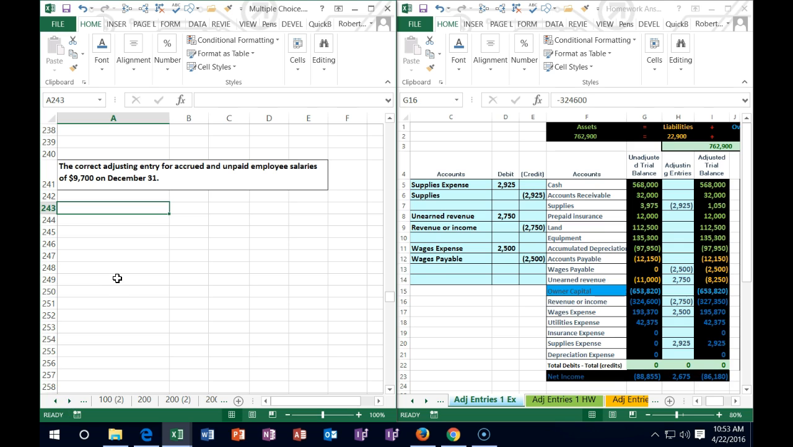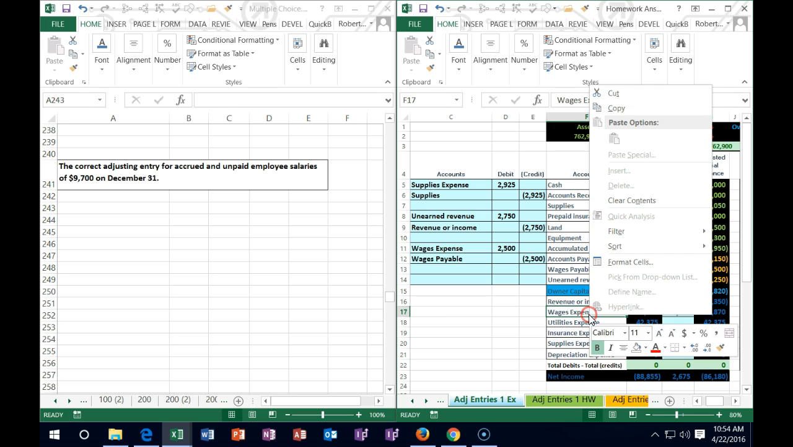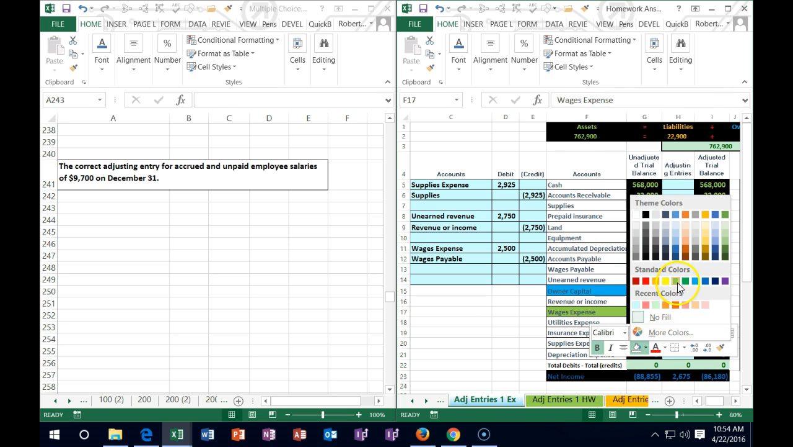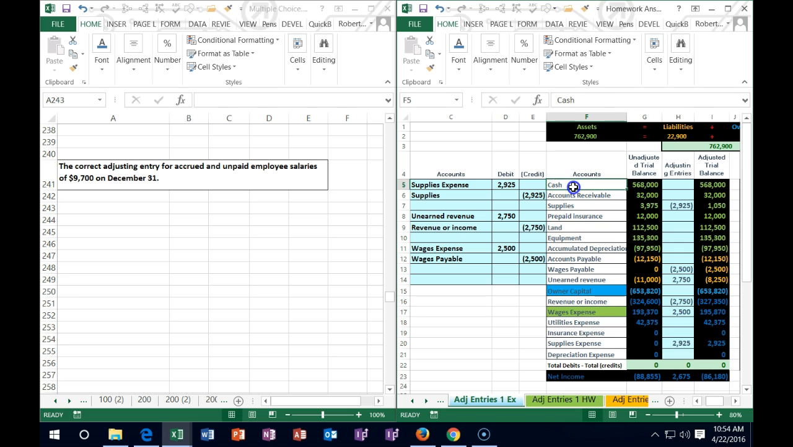All right, next one says the correct adjusting entry to accrue unpaid employee salaries of $9,700 on December 31st. Okay, so we're going to make the adjusting entry for basically wages. So if we have our trial balance, what are going to be the two accounts? There's going to be one balance sheet account above the blue line, above equity, related to wages or salaries. And the other is going to be wages expense or salaries expense, whatever the problem uses, something related to payroll, of course. That's the income statement amount.